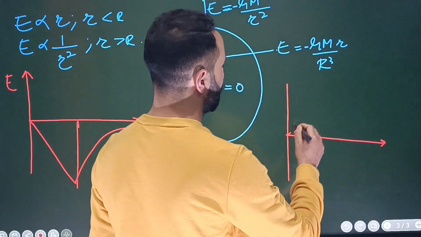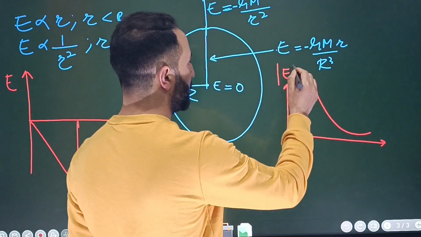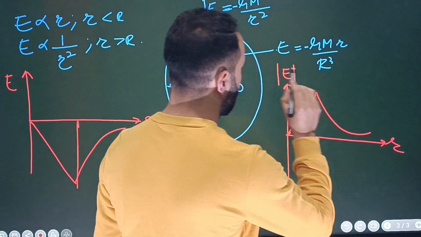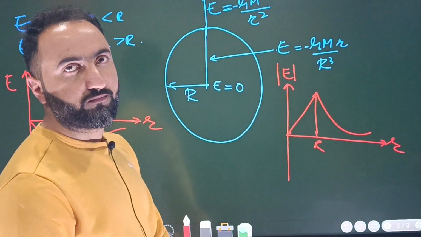It's not surprising, it is quite obvious. ठीक है ना बेटा? तो graph style ये होगा. This will be between mod of E versus R. The graph will be something like this, and this will be equal to capital R. All right. ठीक है ना बेटा? Okay. ठीक.